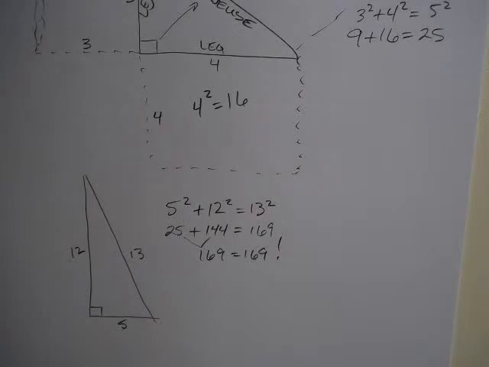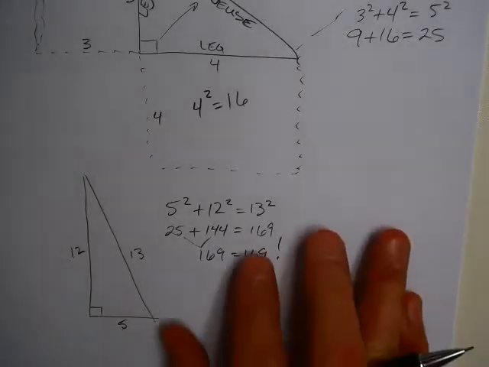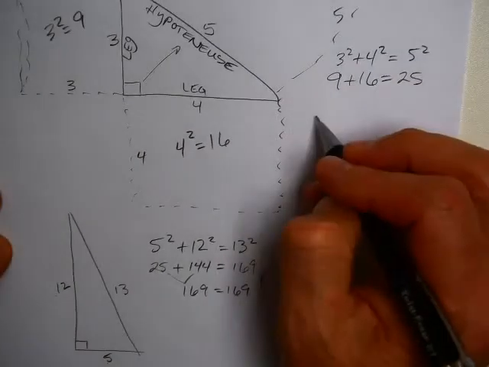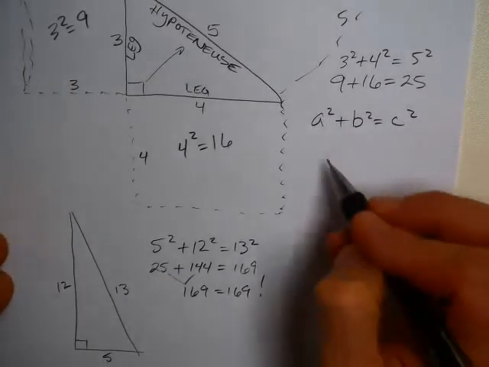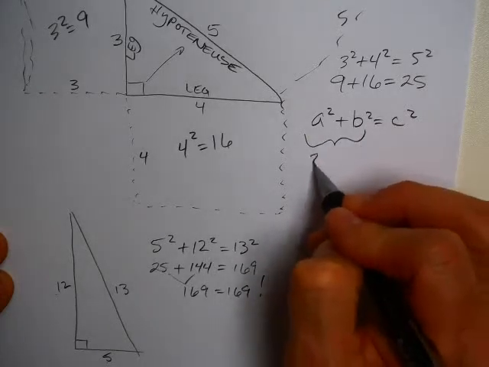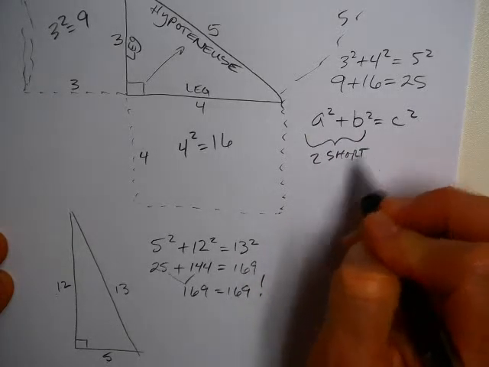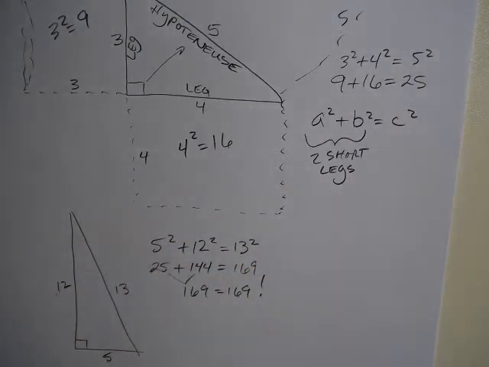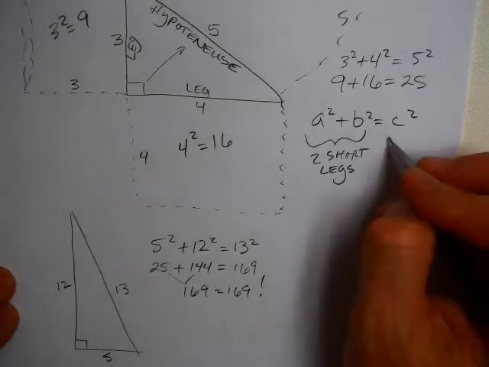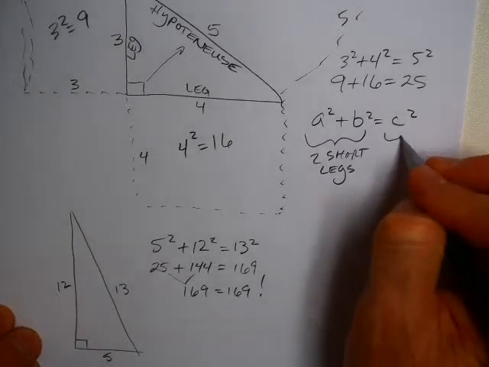That the sum of the two smaller sides squared equaled the square of the long side, the hypotenuse. So he came up with the formula a squared plus b squared equals c squared, where a and b are the two short legs. It doesn't matter which one you call which. Call one a, call one b, it doesn't matter. But the long leg, the hypotenuse, was always c.